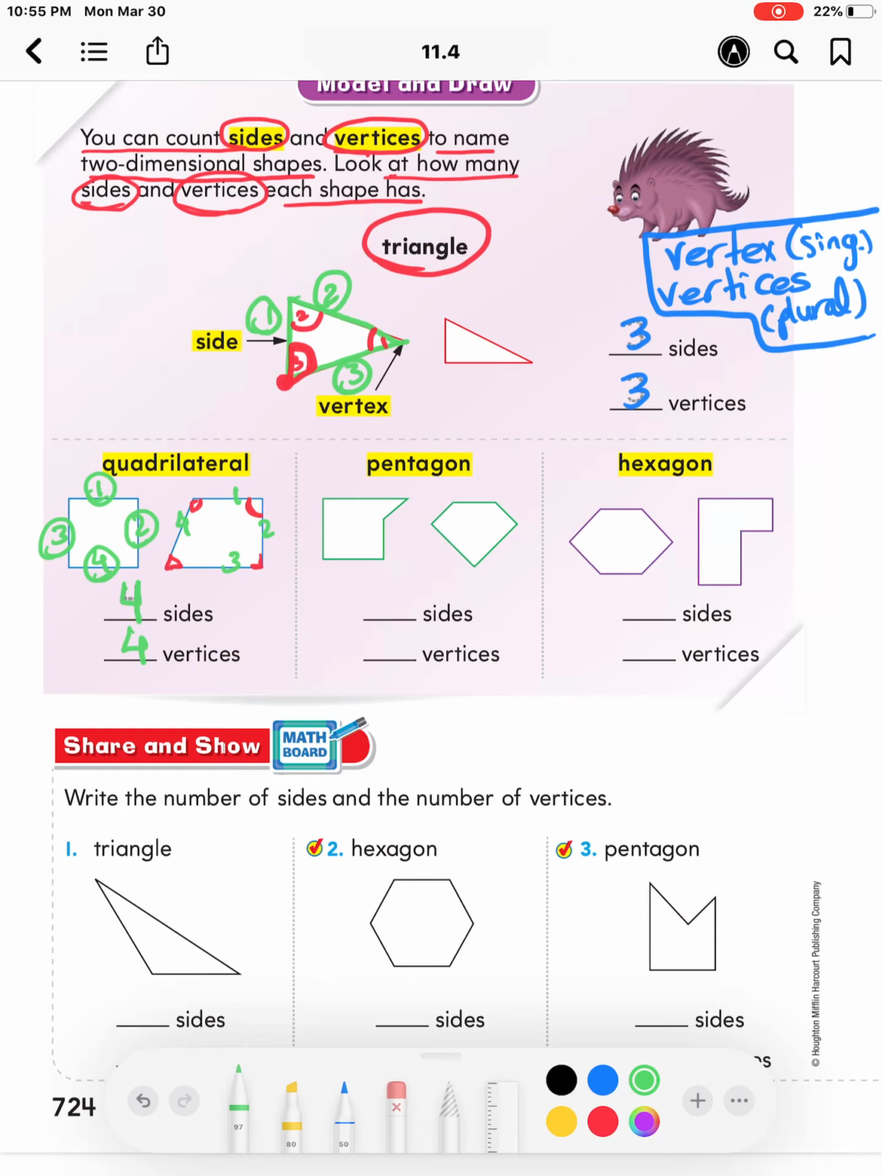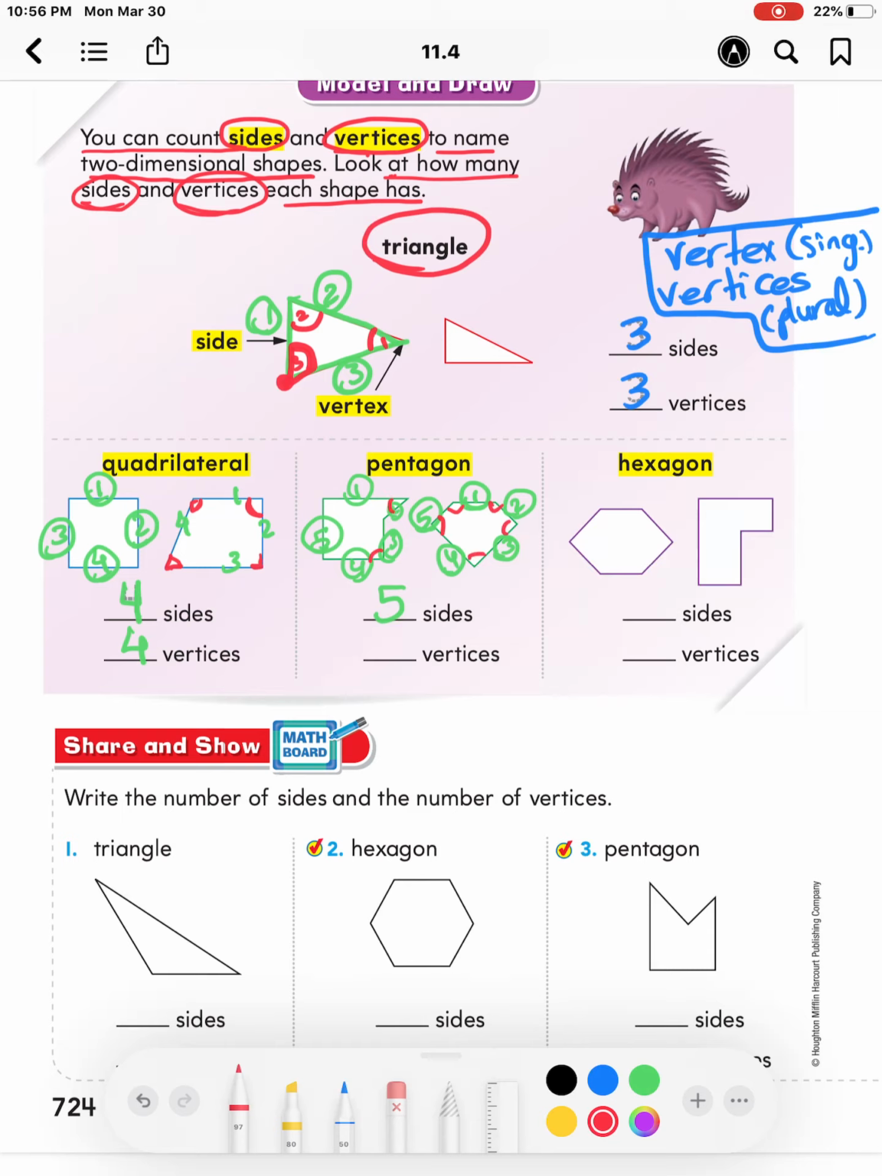Now the pentagon. The pentagon means a shape that has how many sides? Count with me. 1, 2, 3, 4, 5. Let's count the other one. 1, 2, 3, 4, and 5. So, how many sides? 5 sides. How many vertices? Let's count. 1, 2, 3, 4, and 5.